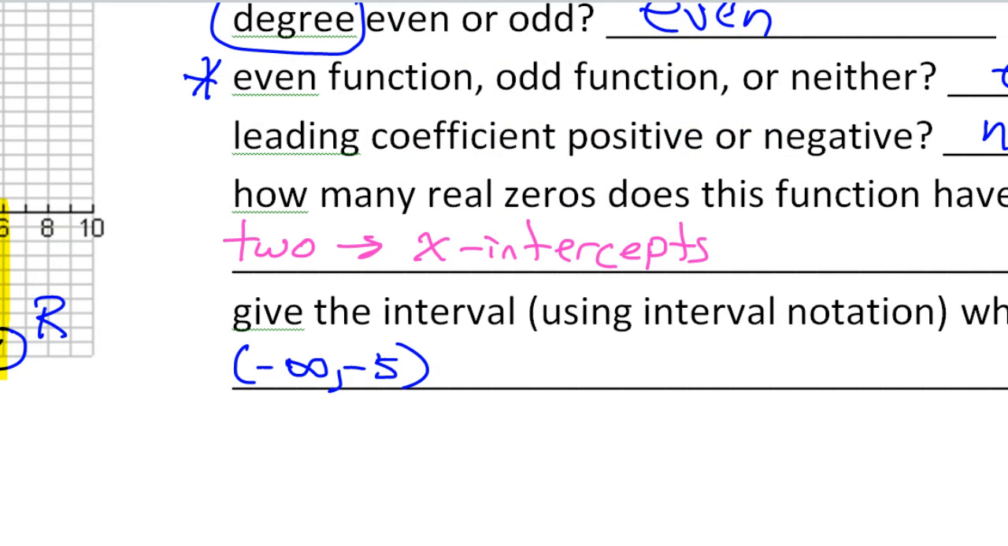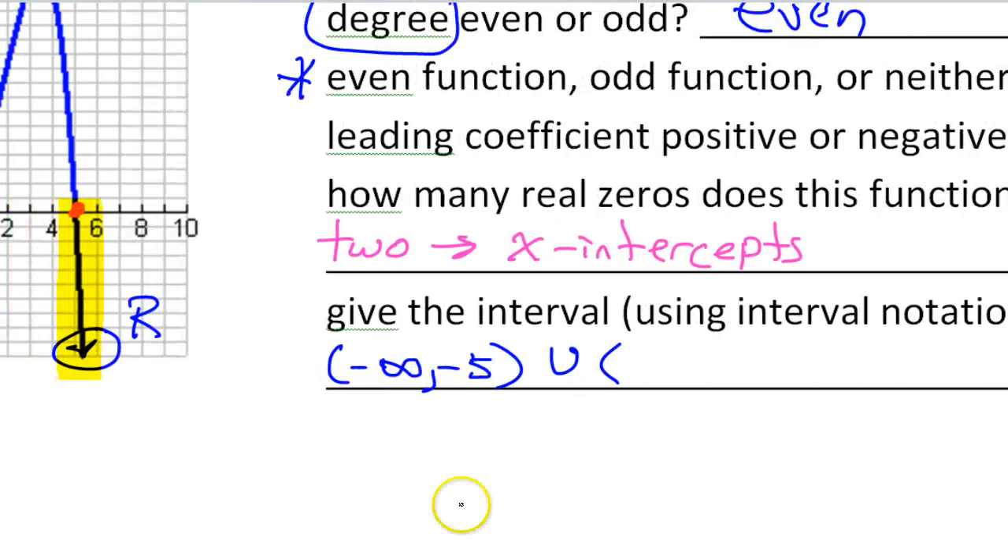So, union symbol. And then the right-hand side picks up here at 5 and goes from 5 to infinity. So people that didn't have it, do you understand now that you see it?